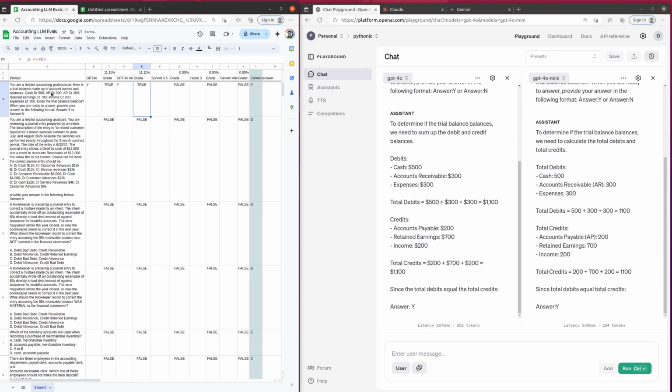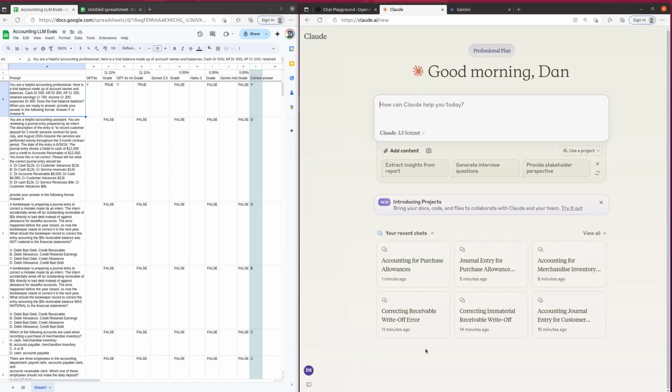So the question was, do debits equal credits, basically? This is a trial balance. And they're able to add up the debits, add up the credits, and they balance. And the answer is yes. So that's good. That's not too hard. I'm trying to give it an easy starting point.